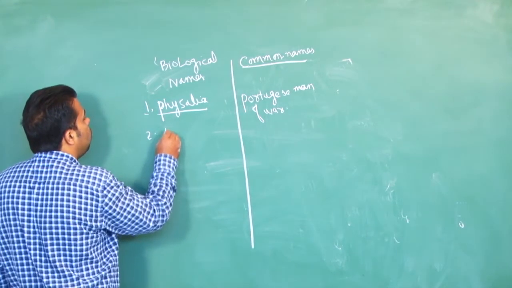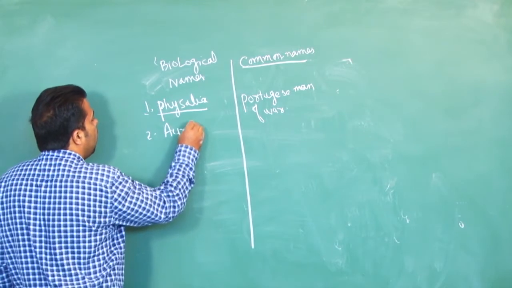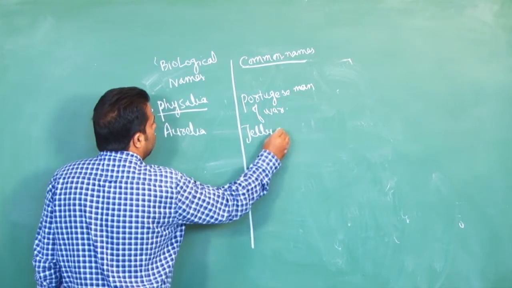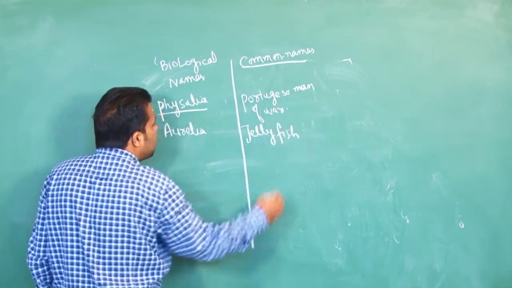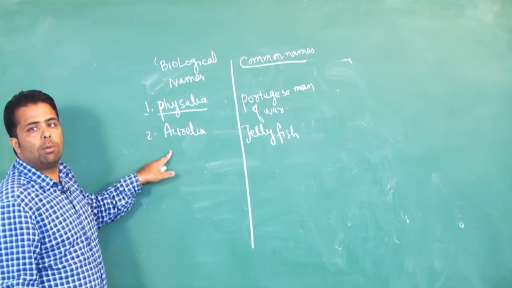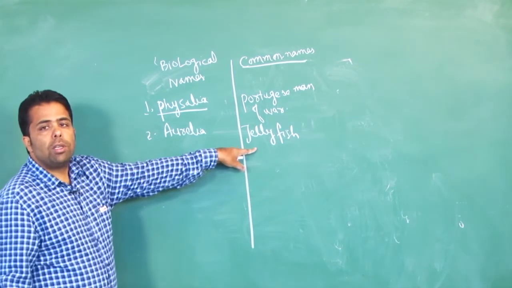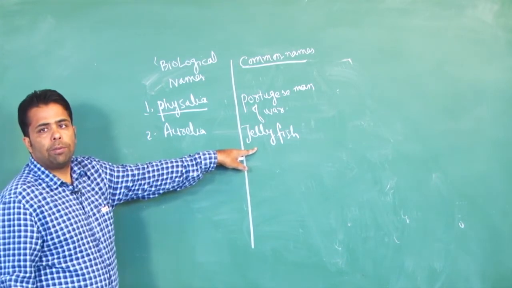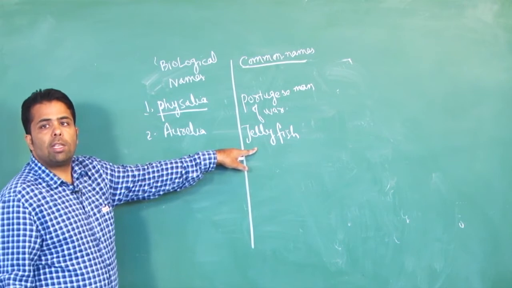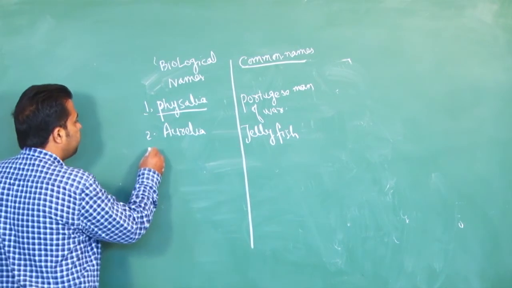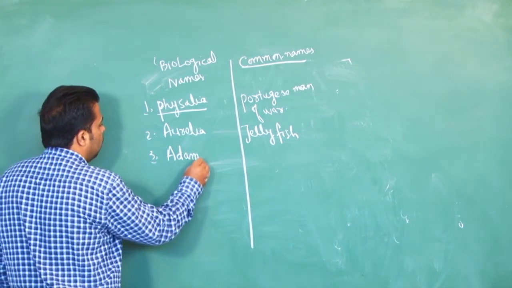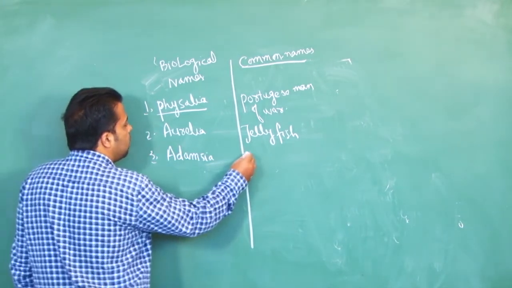Second is Aurelia. Aurelia is commonly called as jellyfish. We must remember one thing also, that some common names are wrong. We see jellyfish. Is it a fish? No, it's a coelenterate. So some common names are wrong. Jellyfish is not a fish, it's a coelenterate. Third, Adamsia. Adamsia is called as sea anemone.